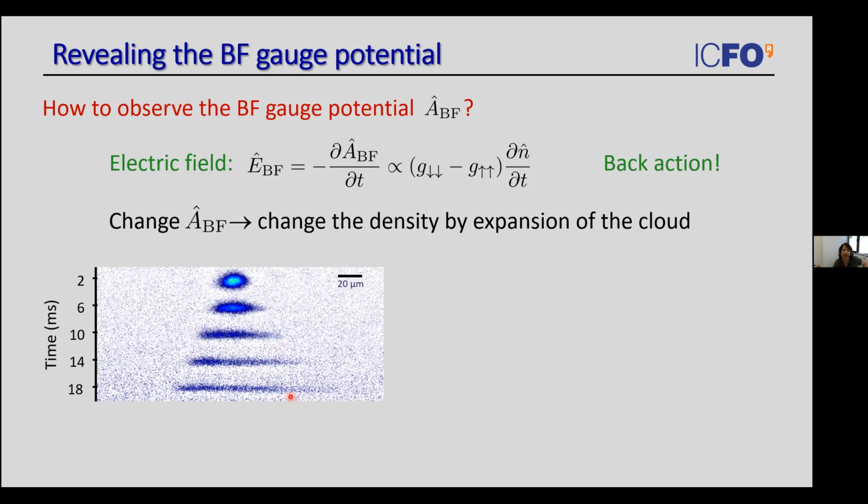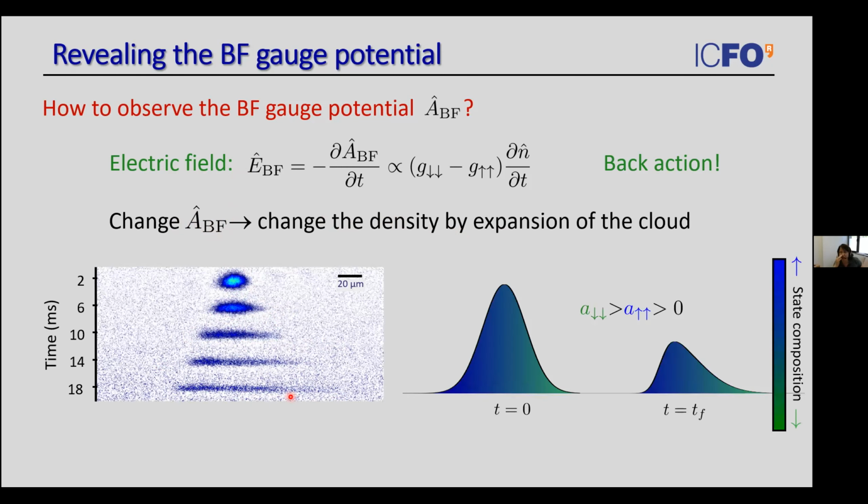Now, why does this happen? Actually, microscopically, you understand it very well. It's because the state composition of the system depends on momentum, and the two states interact differently. So when we let the atoms expand, then the atoms that fly in one direction are in one state that interacts differently from the atoms that fly in the other direction. So the atoms that have more interactions, actually, they have more interaction energy to release. So they just expand further, and that's what gives this asymmetric profile to the cloud that we see here. But we can also interpret that in terms of a BF electric field, because basically we have the density that drops over time differently in different parts of the cloud.